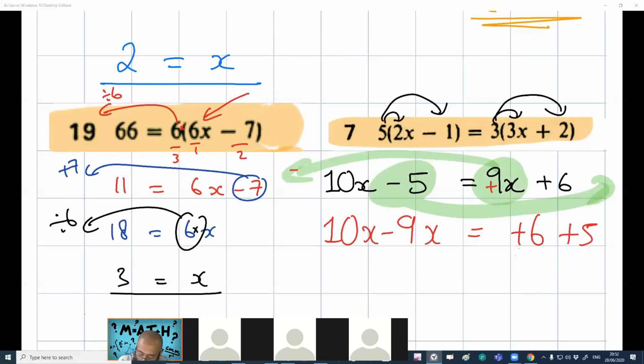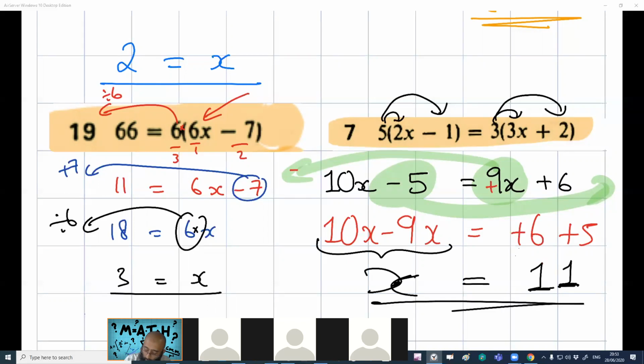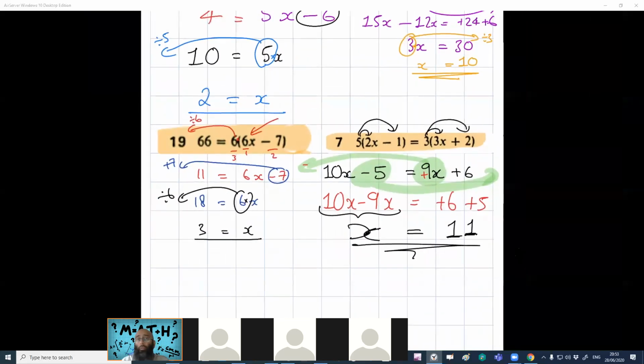Okay, lovely. So what's 10x minus 9x? 1x. Which we write simply as? X. And 6 add 5 is? 11. Done. Wonderful.